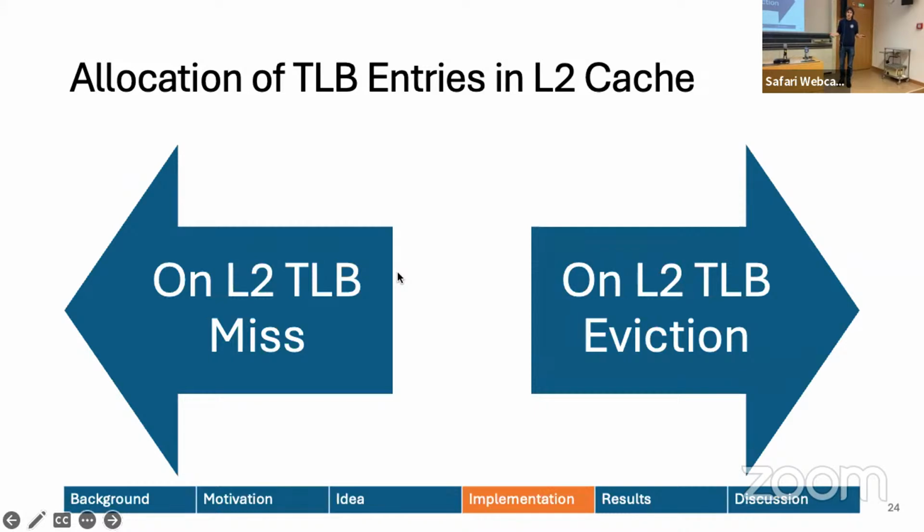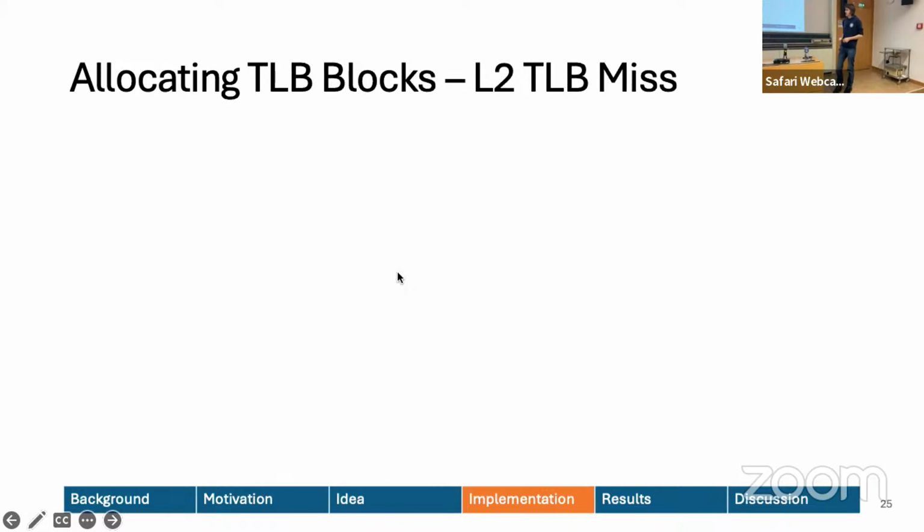How do we decide what gets into the L2 cache? There are 2 scenarios: an L2 TLB miss, so again, a cache miss that we now discussed at length, or an L2 TLB eviction, which means an entry is replaced in the L2 TLB. So first scenario, L2 TLB miss.